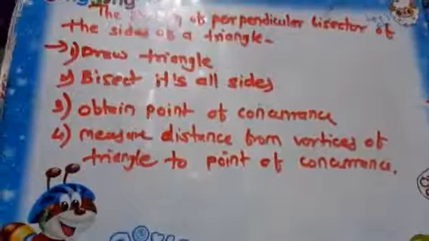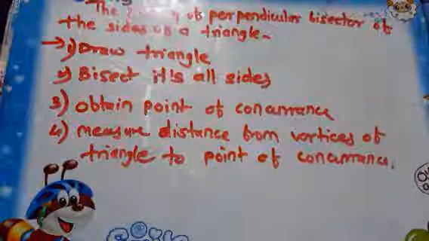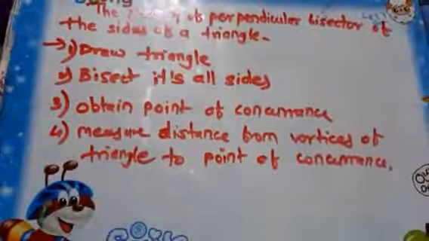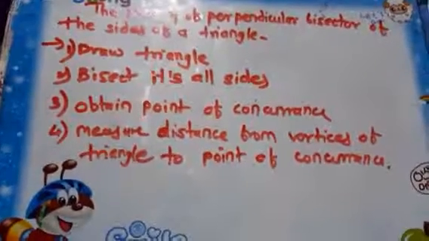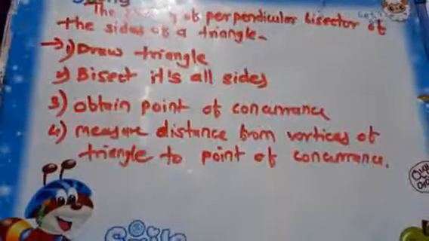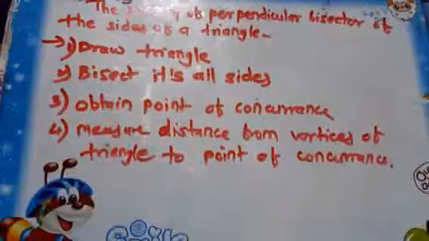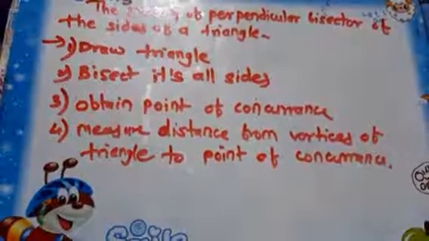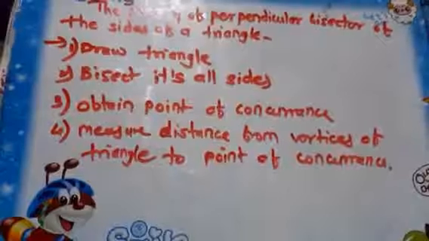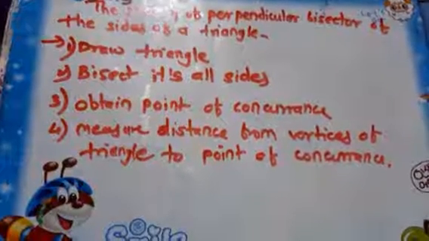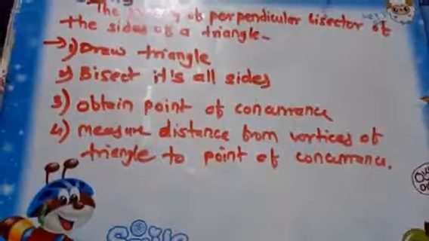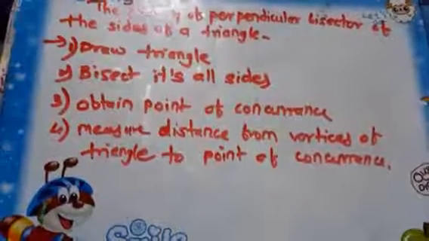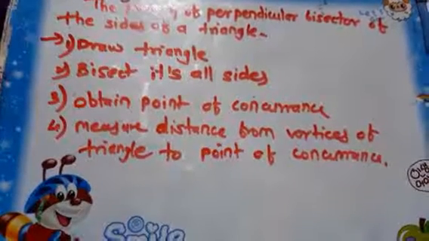The first step is to draw the triangle. Whatever type of triangle is mentioned, acute, obtuse, or right angle, just draw that triangle. Second, bisect all its sides. After bisecting all sides, obtain the point of concurrence. What is the meaning of point of concurrence? We will see. Fourth, measure the distance from the vertices of the triangle to the point of concurrence. Stepwise we will see this.